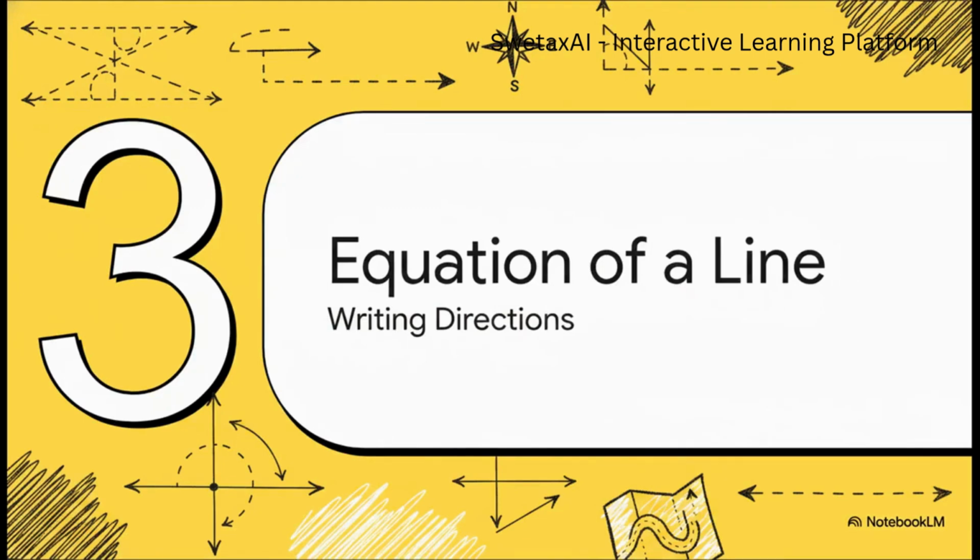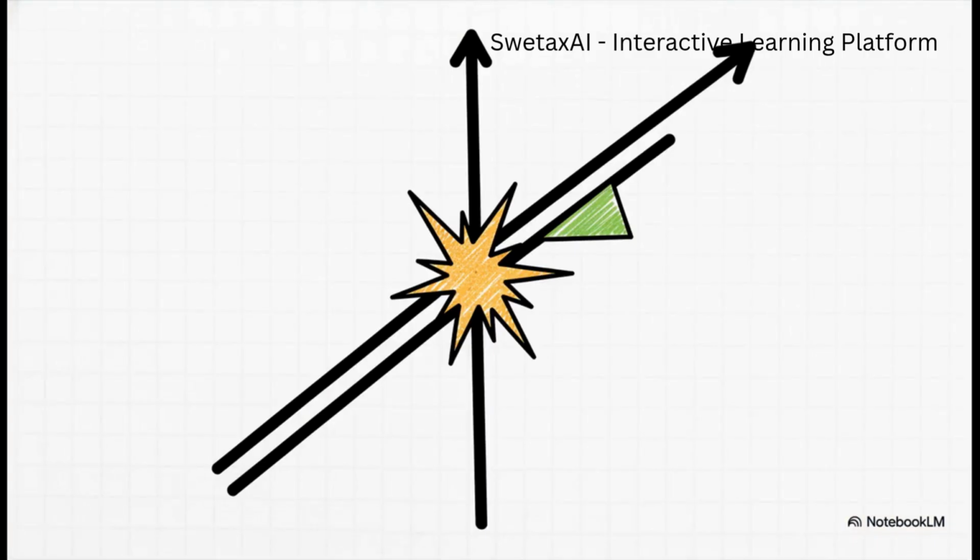Section 3. The equation of a line. Writing our driving directions. Okay, this is absolutely crucial. Every straight road on our map follows this famous formula, y equals mx plus c. Remember, m is our gradient, that steepness we just talked about. And c? That's our y-intercept. It's the exact spot where our road crosses the vertical axis. So if we see y equals 2x plus 3, it means our line is rising by 2, and it crosses the y-axis right at positive 3.